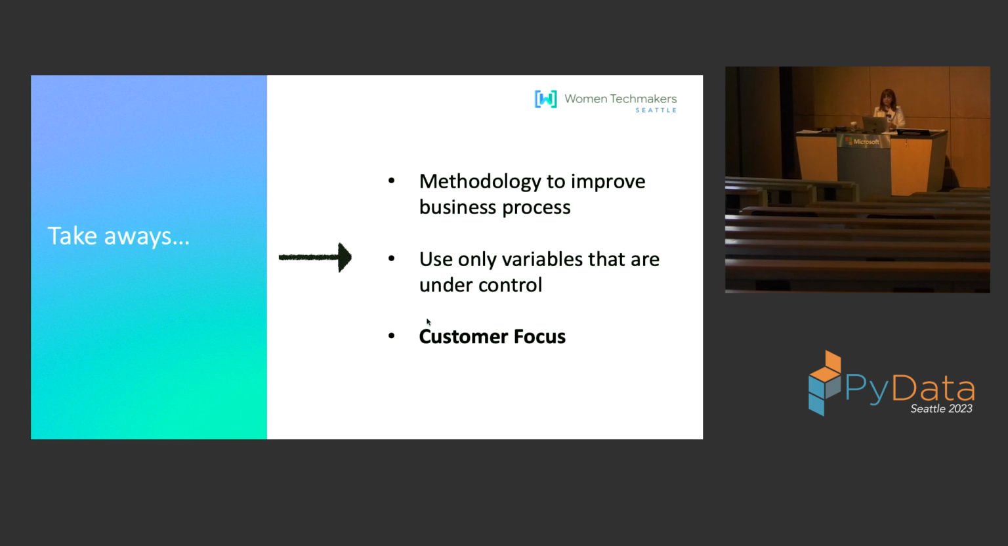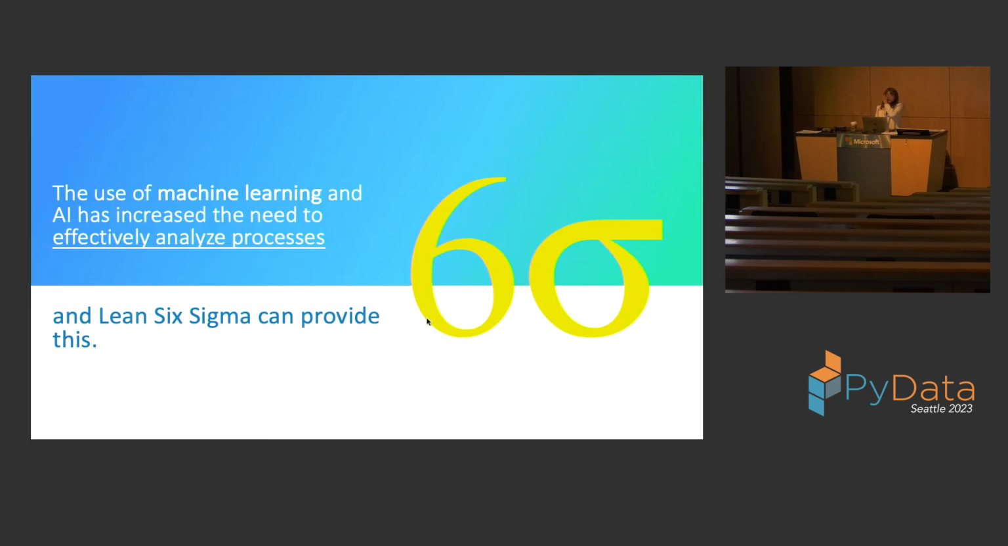So the takeaways from this presentation would be that Six Sigma is a methodology to improve a business process, and we need to know that all the variables that we are using in order to make predictions need to be under control, and they have to have good CPK, which means everything has to be within the specifications. And we are mainly focusing on our customers.